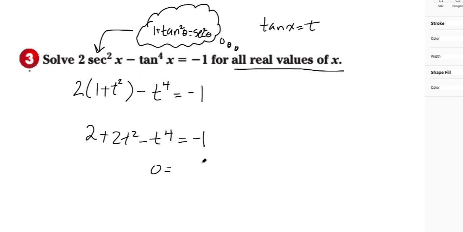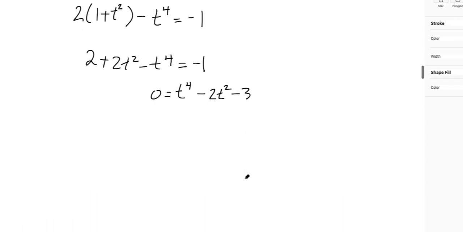So what I'm going to do is make this convenient for me. I'm going to move everything over to the right, so I'm dealing with a positive t to the fourth power minus 2t squared. You guys see me? And then I'm moving this over and I have a -3. Now my question is, is this thing factorable? Let's see what we can do.